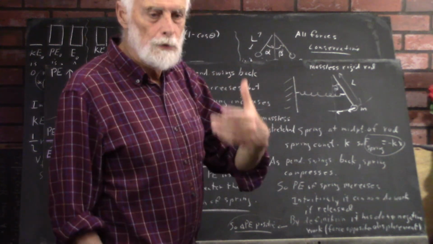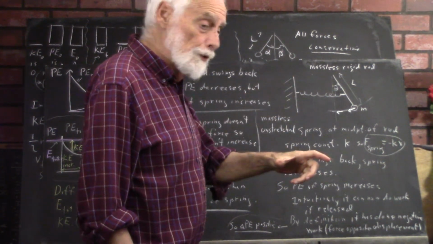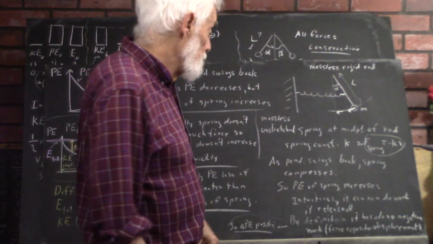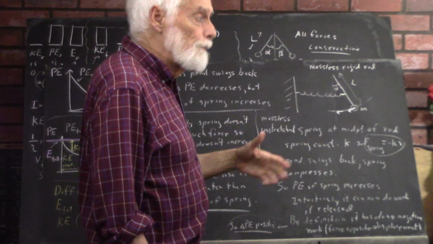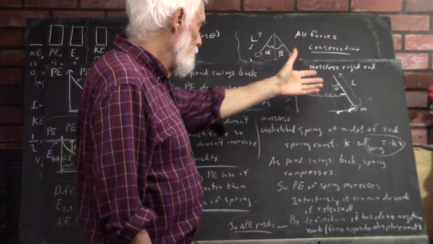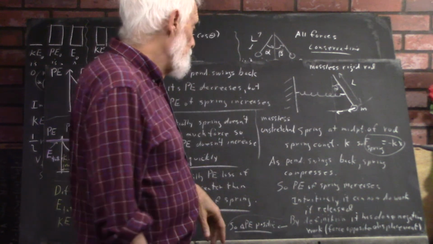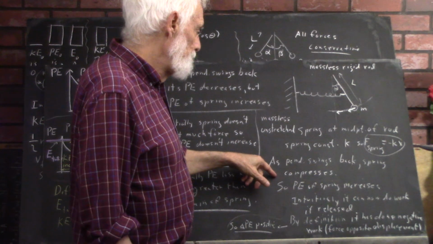assuming you have only the conservative forces: the elastic conservative force exerted by the spring, it's an ideal spring, and the gravitational forces. We want to see how the gravitational and spring forces combine to govern how this pendulum behaves. Okay, so as it swings back, the pendulum compresses the spring.